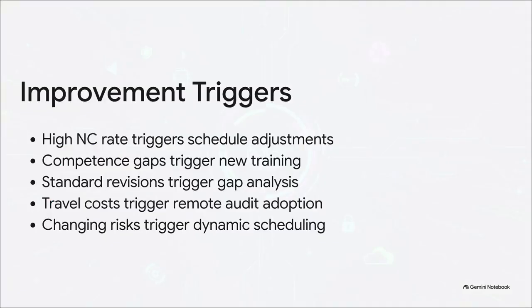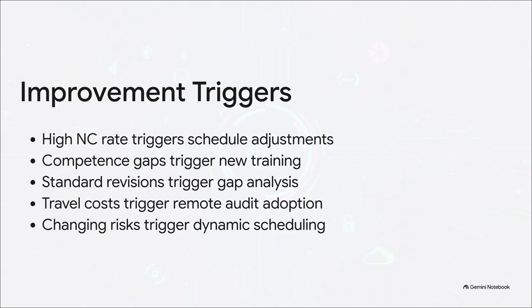And this list brilliantly illustrates exactly how that act phase works in the real world. These are the specific triggers that force a continuous update to your program. Say you notice a crazy high nonconformity rate in a very specific clause, well, that triggers a schedule adjustment. You clearly need to audit that area more frequently. If you identify competence gaps on your team regarding some brand new AI models, that triggers new training. If the ISO 42001 standard itself gets revised, which is always everyone's favorite day, right? That triggers an immediate gap analysis.